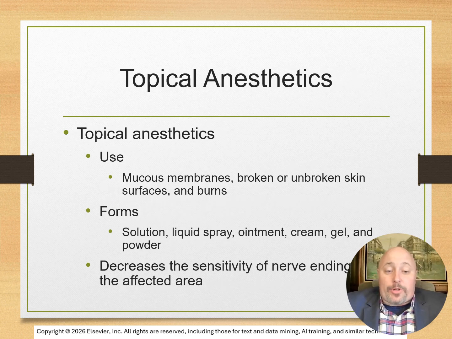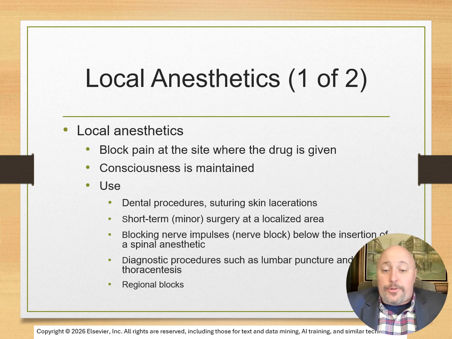Another option may be topical anesthetics, used on mucous membranes, broken or unbroken skin surfaces, and burns. They come in forms like solutions, liquid sprays, ointments, creams, and gels, and they cause a decrease in sensitivity of the nerve endings. Another you may have heard of is local anesthetics. These block pain at the site where the drug is given. Used in everything from dental procedures, suturing skin lacerations, short term minor surgery at a localized area, or blocking nerve impulses, such as a nerve block below the insertion of a spinal anesthetic.